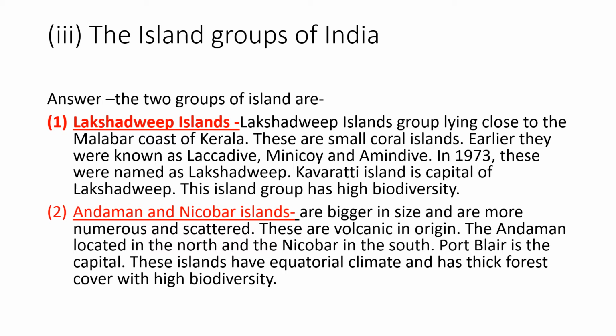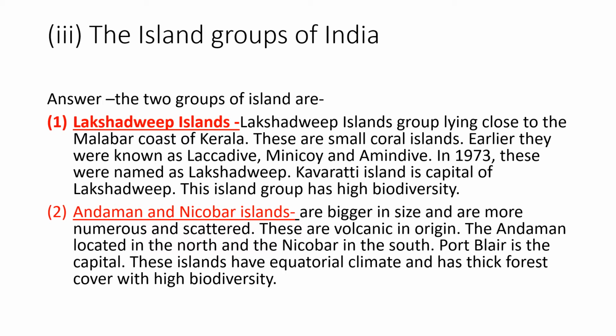So the Lakshadweep island group lies close to the Malabar coast of Kerala. They are small coral islands. Earlier they were known as Laccadive, Minicoy and Amindivi. In 1973 these were named Lakshadweep. Kavaratti Island is the capital of Lakshadweep. This island group has high biodiversity.